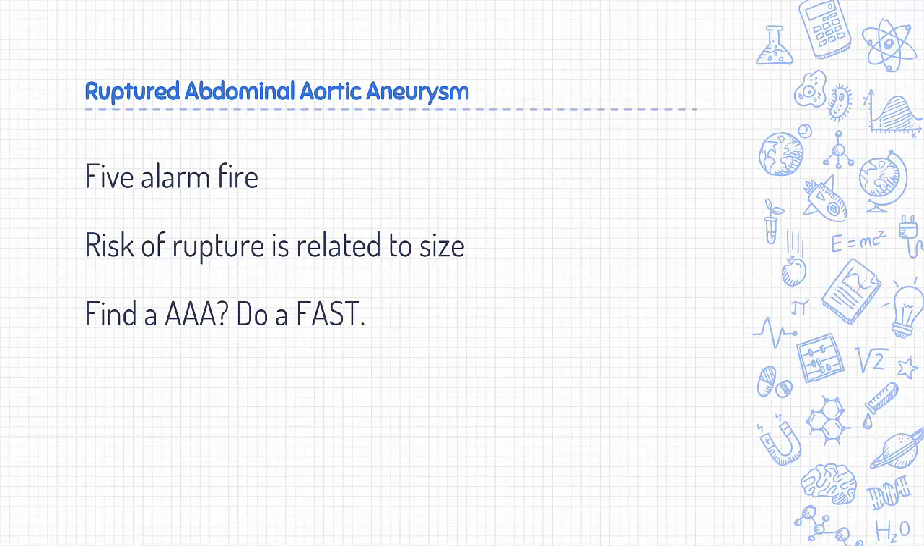The risk of rupture is directly related to size. Aneurysms less than 4 centimeters have a low rate, approximately 2% per year. However, those greater than 7 centimeters have a rupture rate of 20 to 50%.